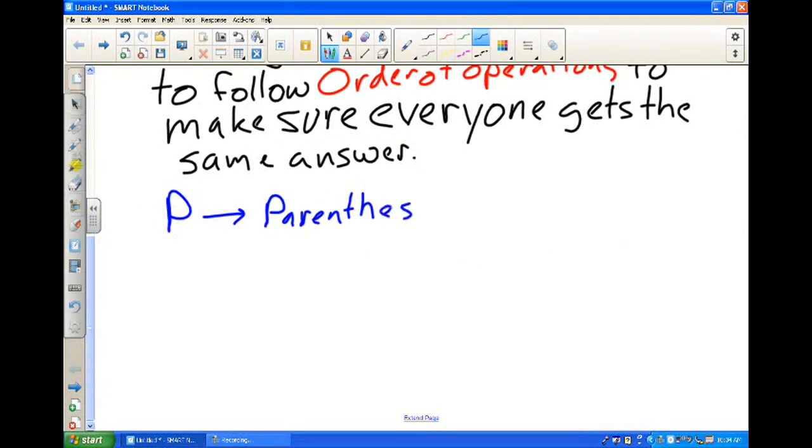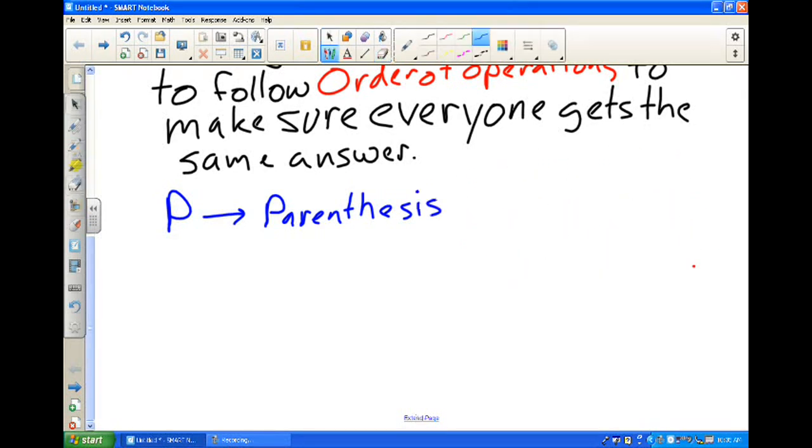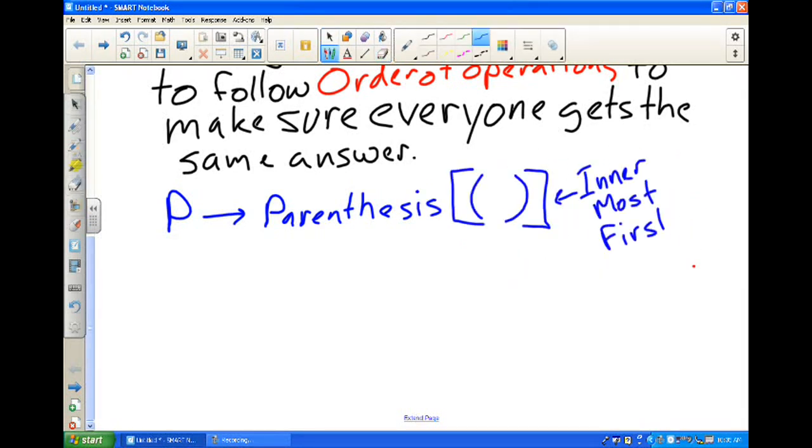P stands for parentheses. I can't remember how to spell parentheses. It'd be nice if we had spell check for the smartboard, but I think I'm going to tack on an IS at the end. And then when we do parentheses, we want to start with the innermost part first.